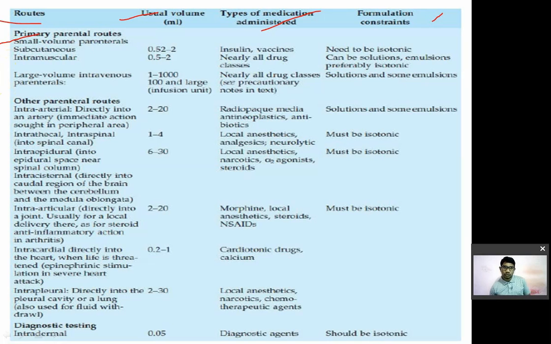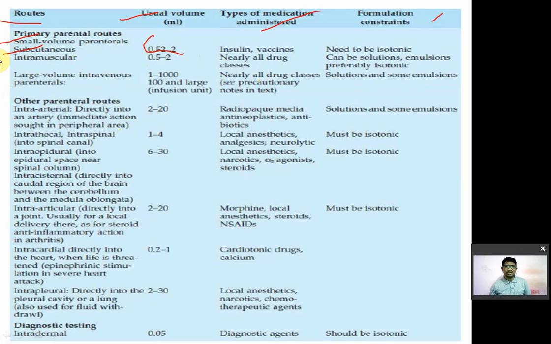Okay. So for example, if you want to give an injection known as a subcutaneous injection, what should be the volume? Remember, 0.5 to 2 ml. You cannot inject more than this by subcutaneous route. So what is the limit? This is the limit: 0.5 to 2 ml. More than this, you cannot inject by subcutaneous route.